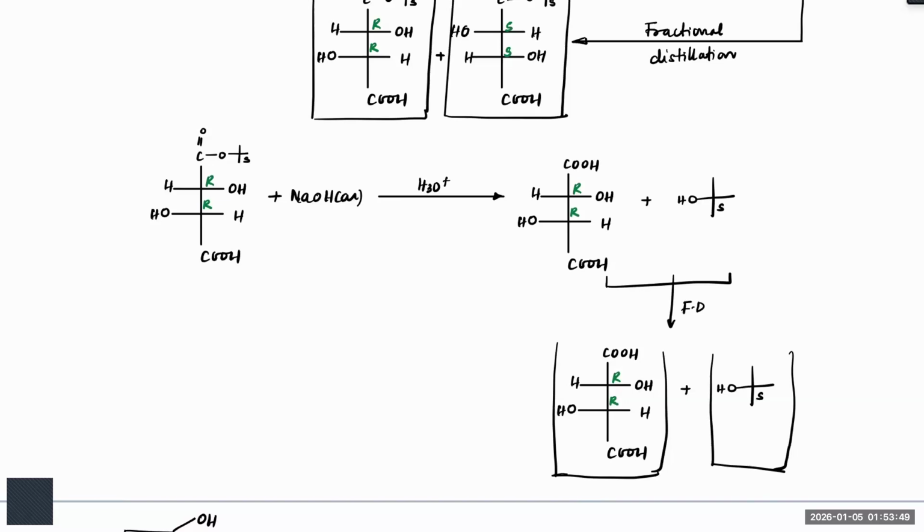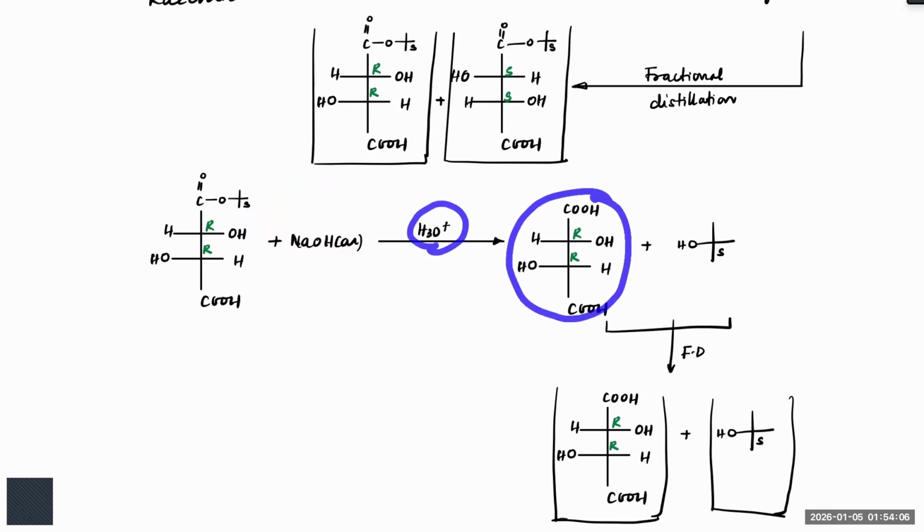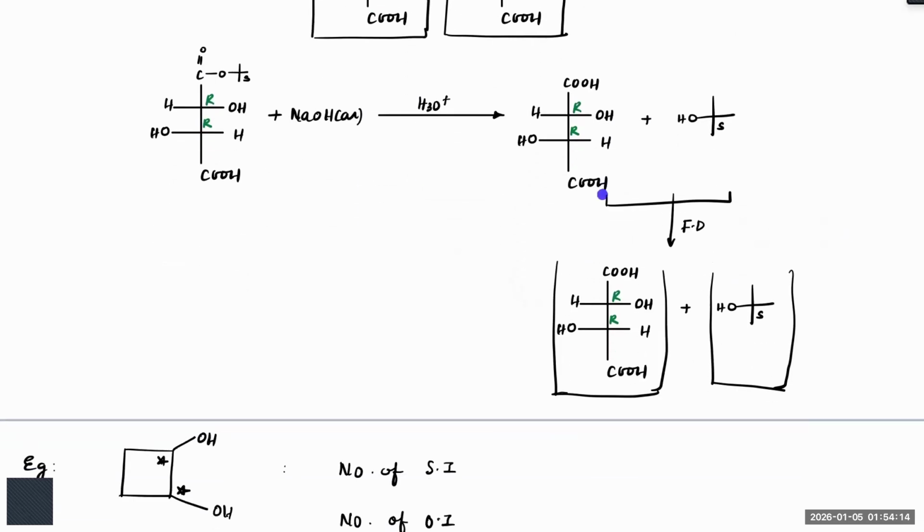Once you have them separated out, you take this solution and react with NaOH. On reaction with NaOH first, you will be able to remove this alcohol and convert into carboxylate, and that carboxylate on hydrolysis again gets back to the original tartaric acid. That and this solution will be separated. Now, once you get separated, again use fractional distillation. You can separate the alcohol and you can separate the pure form. That's how the pure form of the tartaric acid is separated out.